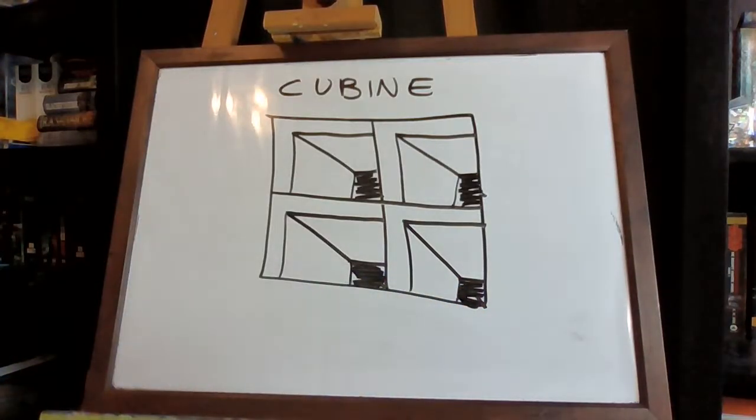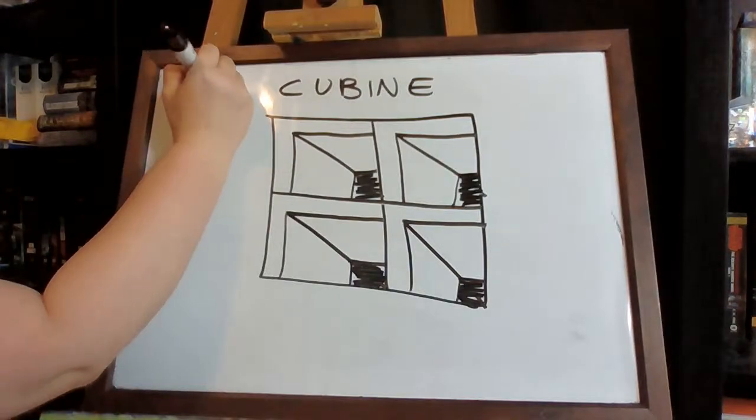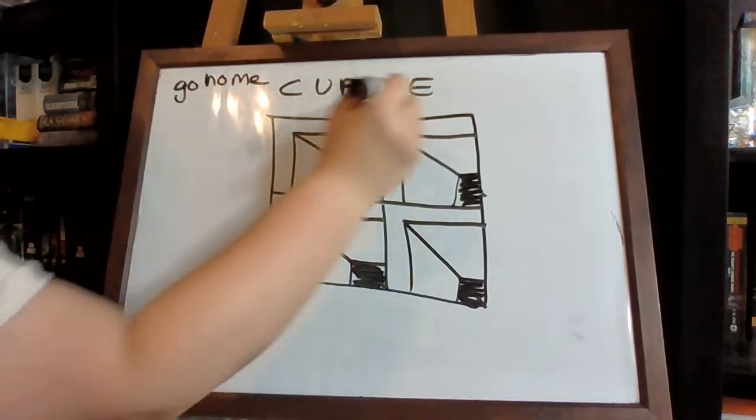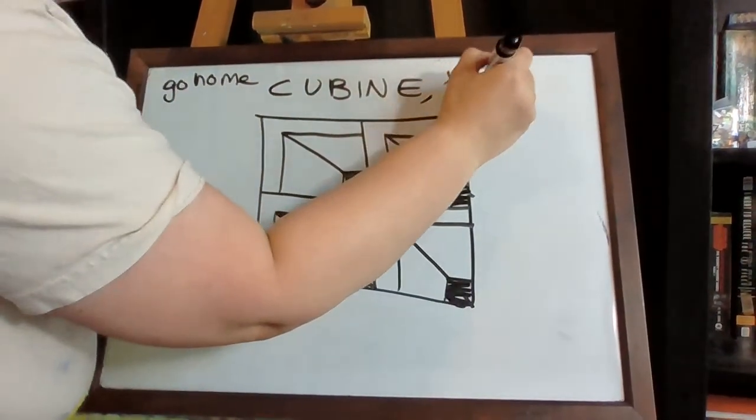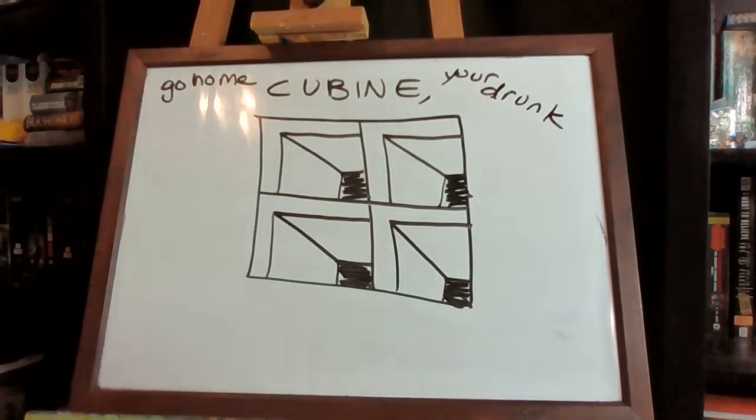All right, so maybe that one looks familiar. If not, that's a quick tutorial on Cubine. And so the pattern we're going to learn today is Go Home Cubine, You're Drunk. So it's a variation of that pattern.